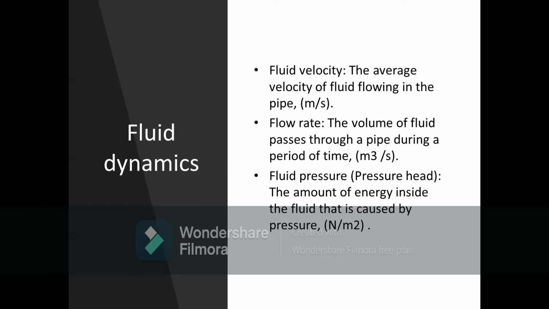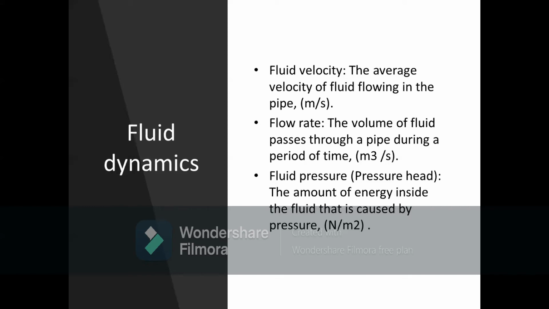First things first, there are three main important fluid mechanics quantities happening inside the pipe: velocity, the flow rate of the fluid, and the pressure of the fluid. The velocity of the fluid represents how fast the fluid is flowing inside your pipe, the flow rate represents the volume of the fluid flowing inside the pipe within a period of time, and the pressure represents the energy needed to push the fluid from one point to another point.